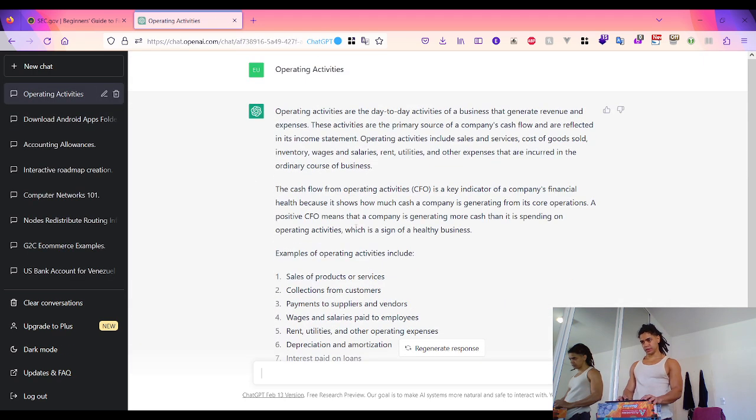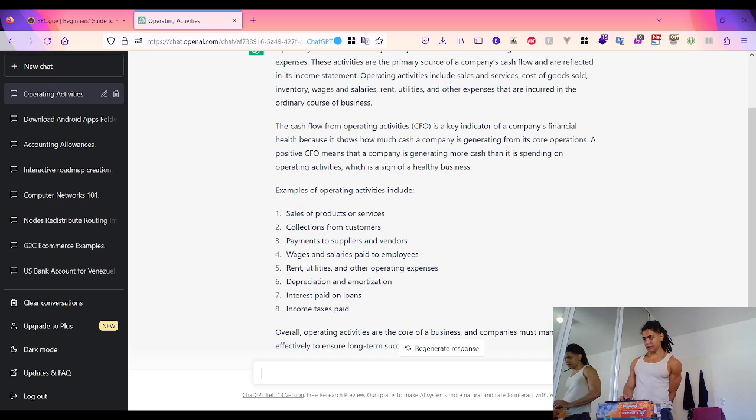So operating activities are the day-to-day activities of a business that generate revenue and expenses. These activities are the primary source of a company's cash flow and are reflected in its income statement. Operating activities include sales and services, cost of goods sold, inventory, wages and salaries, rent, utilities, and other expenses that are incurred in the ordinary course of business.